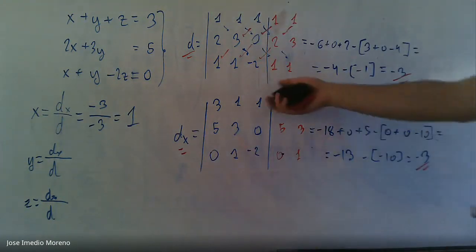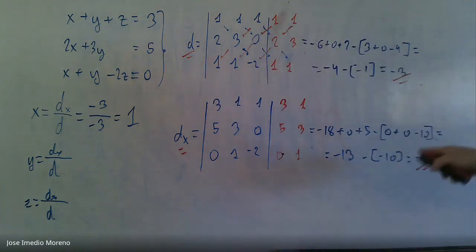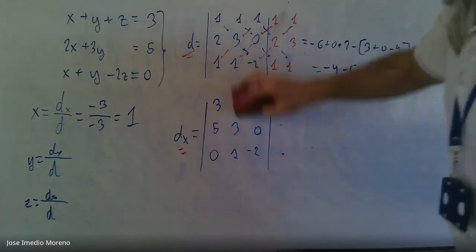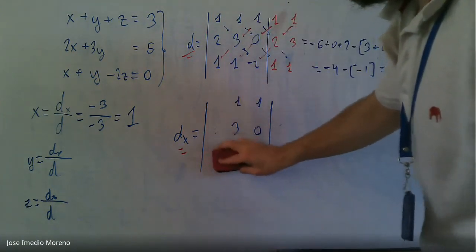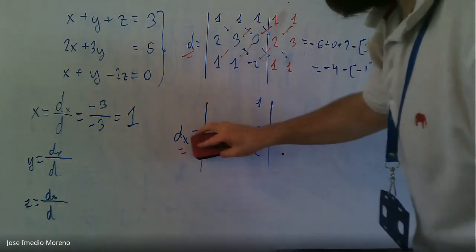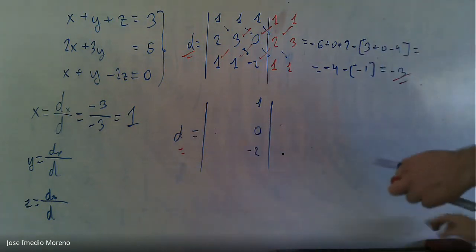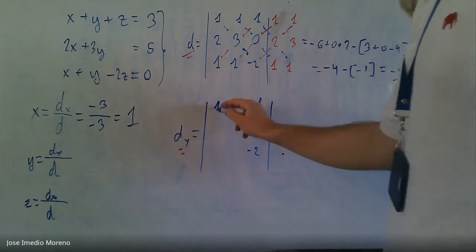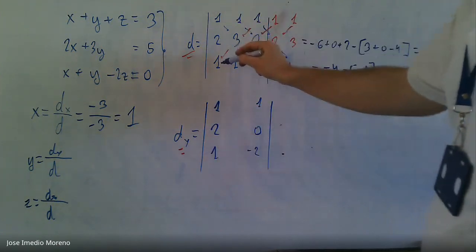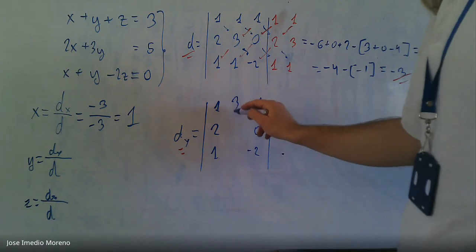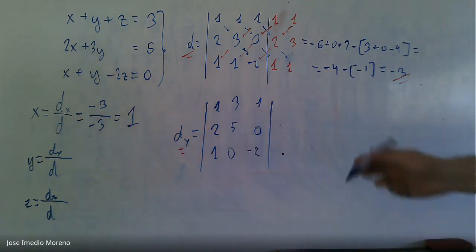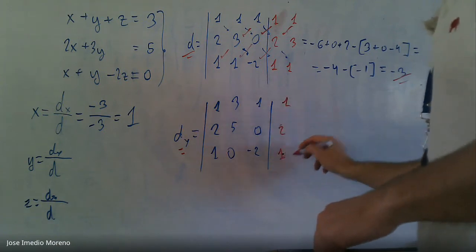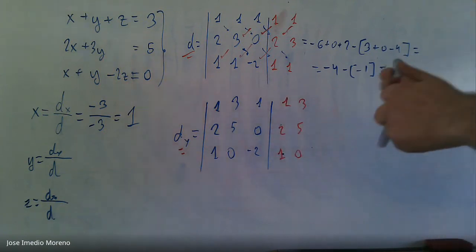We need to repeat the process for y and for z. So let's erase this and change the first two columns. Let's change the subindex, and this is going to be D sub y. In D sub y, the first column is the same as here, but it's the second column which is replaced. Once again, let's copy the first two columns and start computing.